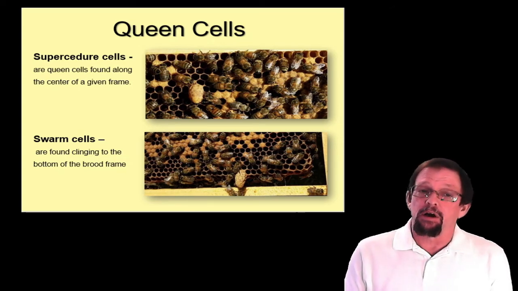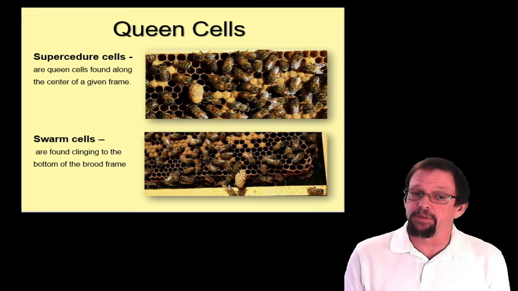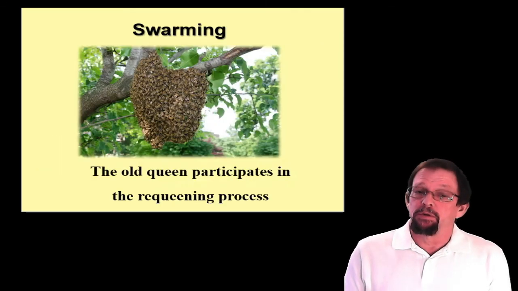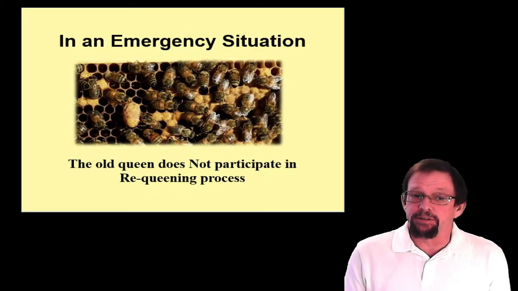Supersedure cells are queen cells that are found along the center of a given frame. Swarm cells are found clinging to the bottom of the brood frame. In a swarming process, the old queen participates in the requeening process. In an emergency situation, the old queen does not participate in the requeening process.